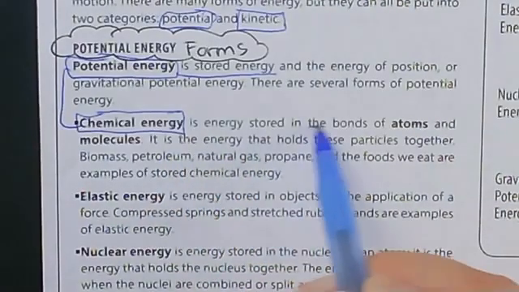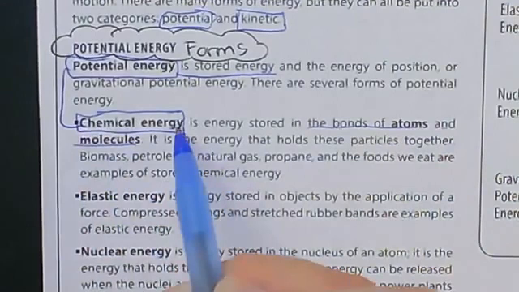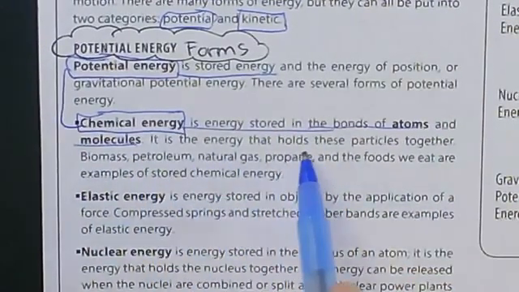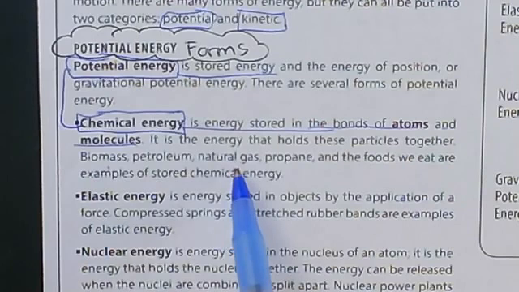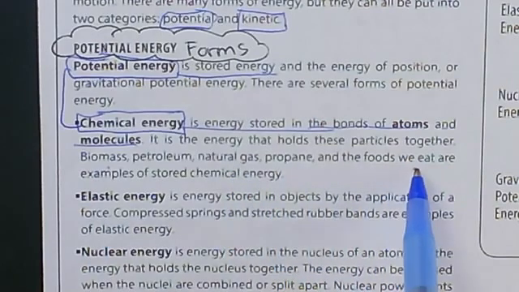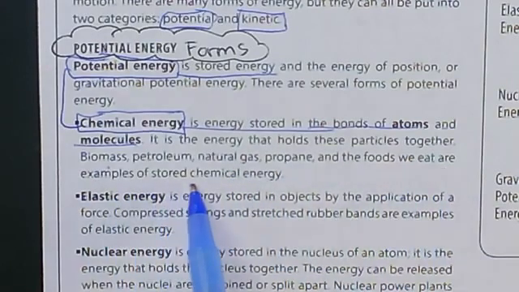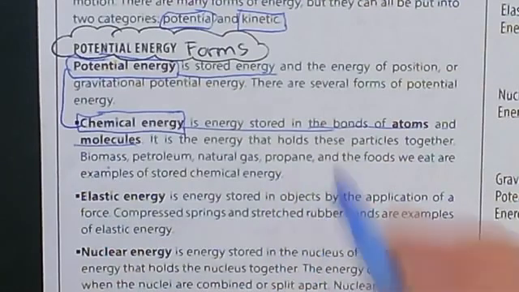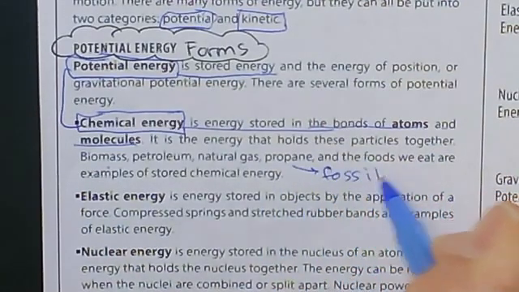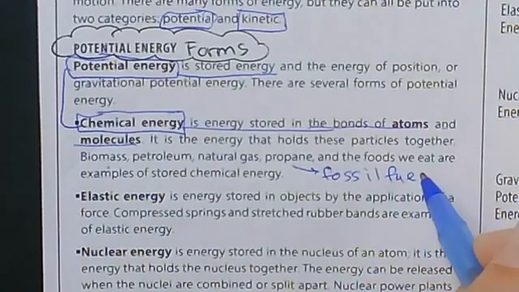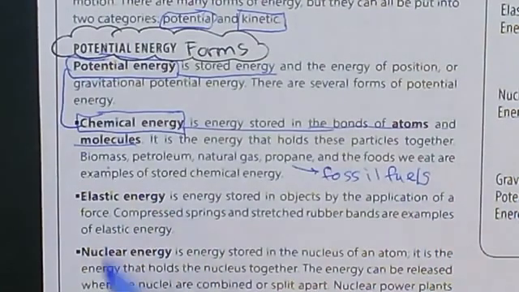Chemical energy is energy stored in the bonds of atoms and molecules. It is the energy that holds these particles together. Biomass, petroleum, natural gas, propane, and the foods we eat are all examples of stored chemical energy. So, we know that those are fossil fuels. So fossil fuels count as chemical energy.